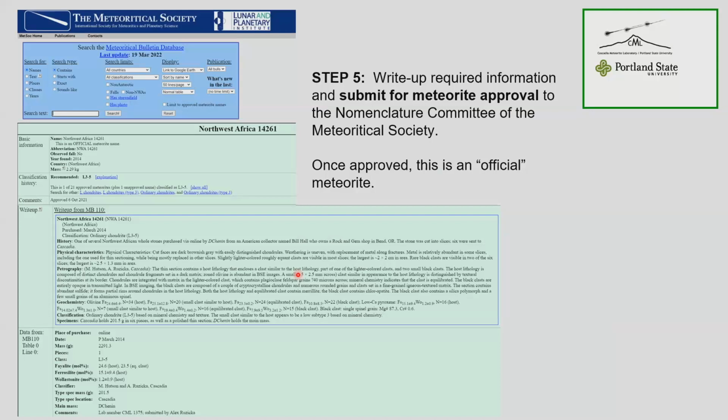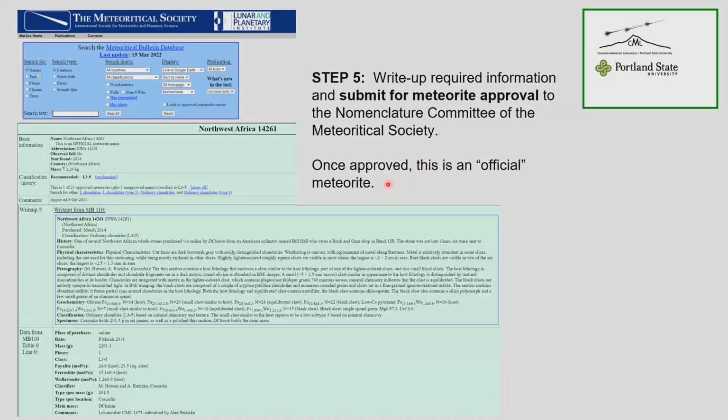But of course, the final step is once we've got all that information, we have to write it up and submit it for approval. And so we submit a form to the nomenclature committee of the Meteoritical Society. And basically we submit a form saying the name, what kind of meteorite it is, all the analysis we did on it, and whoever owns the rock and how much of the material there is. And once it's approved, it's called an official meteorite.